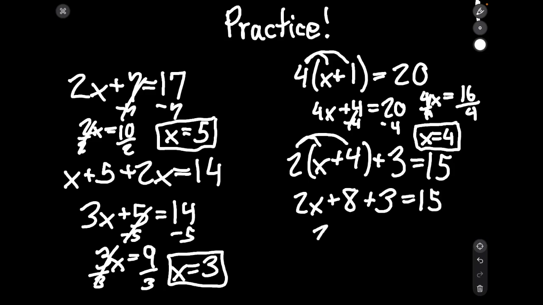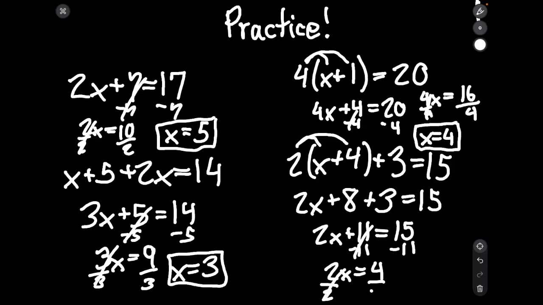So 2x plus 11 equals 15. And then subtract 11 on both sides, then we get 2x equals 4, divide by 2, and then x would equal 2. And that's our answer. Great job.